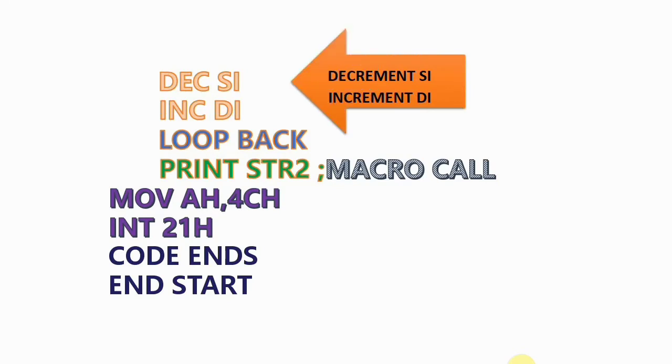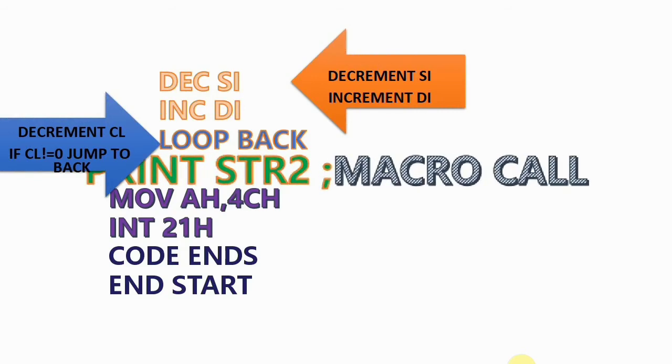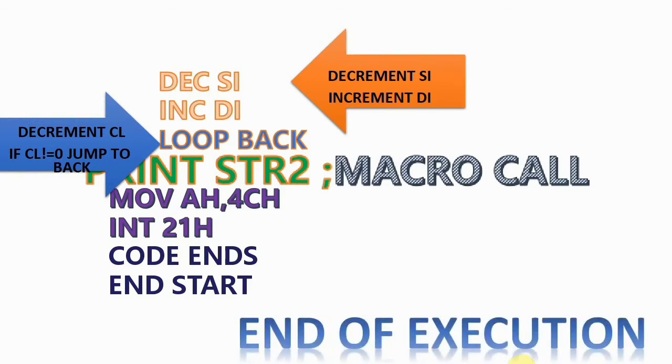These two lines will decrement the SI and increment the DI. The loop instruction will decrement the count register CL, and if CL is not 0, then it jumps to the label back. And print str2 is the macro call. That means you are printing string 2 to see whether your string is reversed or not. Move AH, 4CH, interrupt 21H, code ends and end start. This will end the execution.